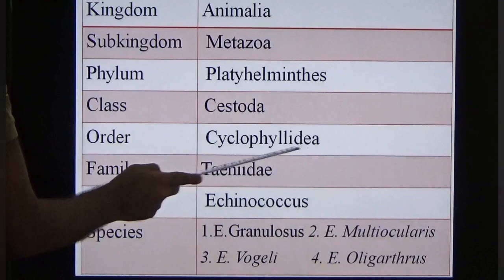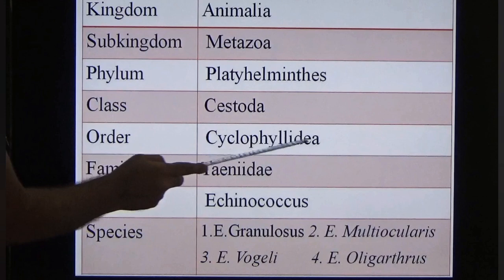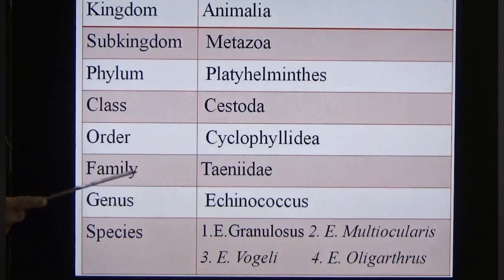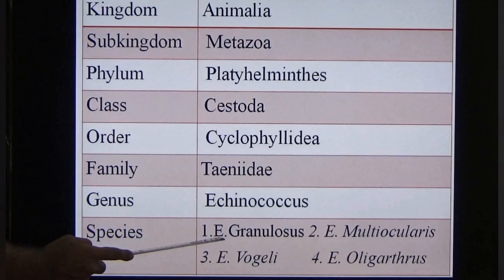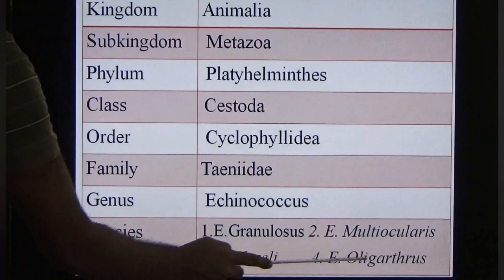Order is Cyclophyllidea. There are two types of order under the Cestodes, Pseudophyllidea and Cyclophyllidea. Cyclophyllidea refers to a larva containing fluid, looking like a bladder. So that is the word meaning. Family, Taeniidae, and genus, Echinococcus. There are four types of parasite worms: Echinococcus granulosus, Echinococcus multilocularis, Echinococcus vogeli, and Echinococcus oligarthrus.